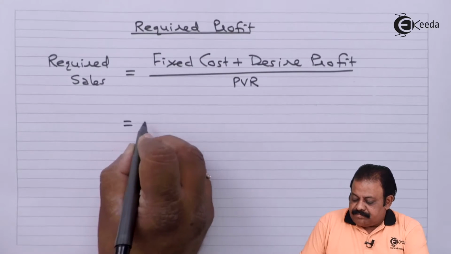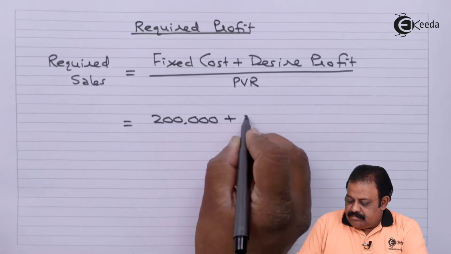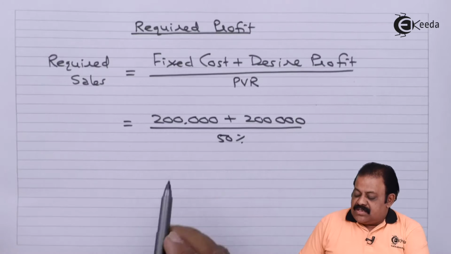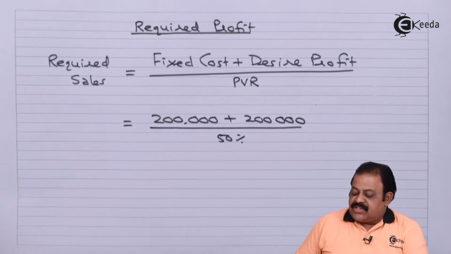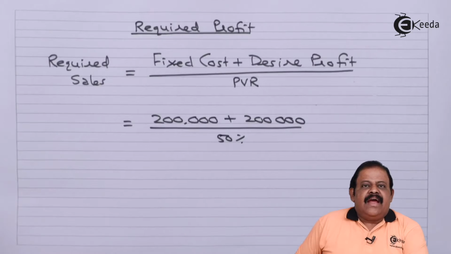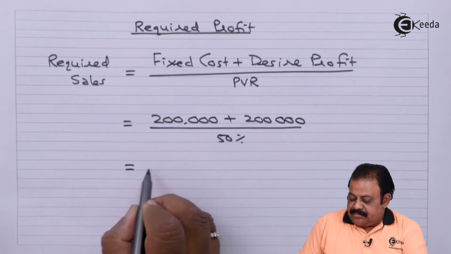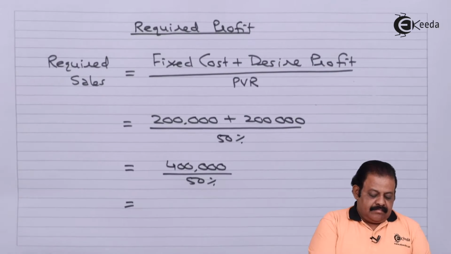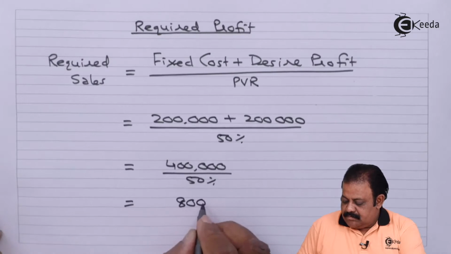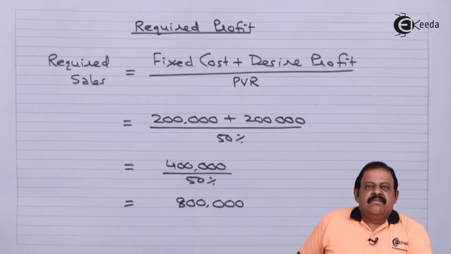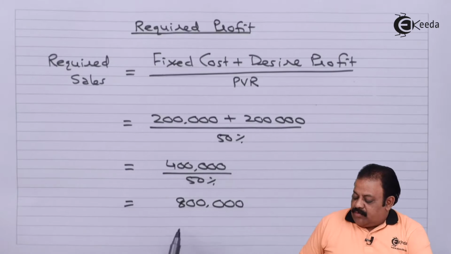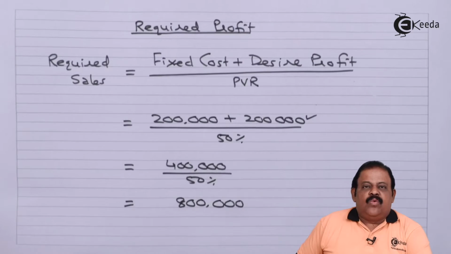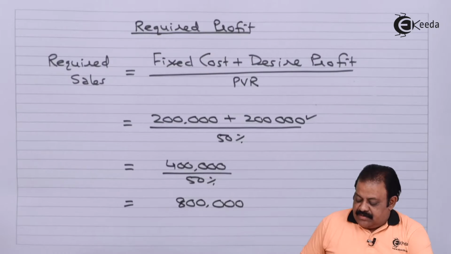For example, if fixed cost of business is rupees 2 lakhs, manufacturer wants profit of 2 lakhs and PVR is 50%. So in this case, manufacturer will require to make sale of rupees 8 lakhs to ensure that he will get profit of rupees 2 lakhs. We can verify this equation.